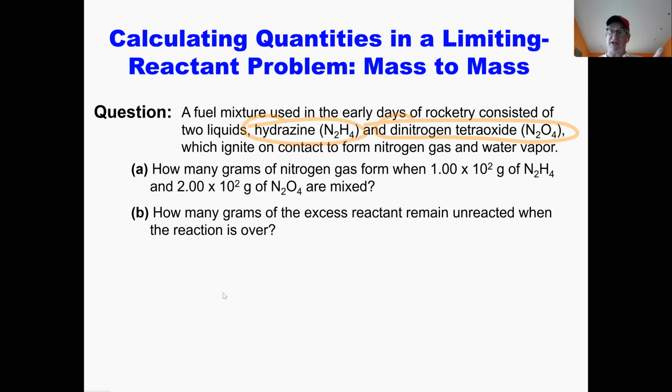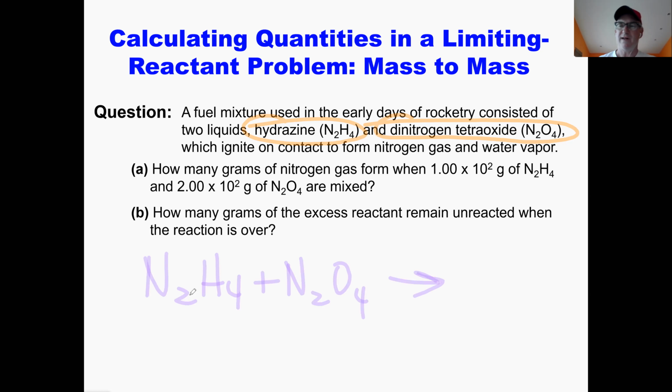We don't even know what the reaction is at this point. We just have two reactants and we say, yeah, they react, and then something's made. We know that one of them is nitrogen gas. We don't know what the other one is. So we have to figure that out. So that's going to be our first step. So let's do that. So I've got N2H4. That reacts with N2O4. And what do you think my products are going to be? One of them is nitrogen.